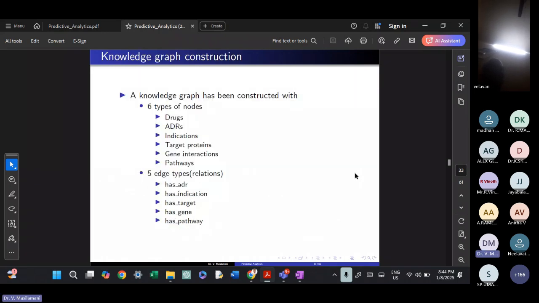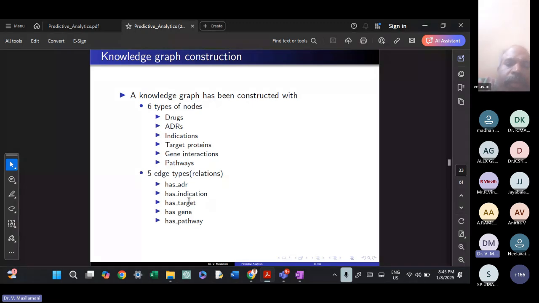Right. Let us get into the details of the knowledge graph. There are 6 types of nodes allowed in the knowledge graph. One type of node is drug, and another type is ADR. Next type is indication. Next type is target protein. Next type is gene interaction, and next type is pathway. These are all 6 different types of nodes, and there are 5 different types of edges.